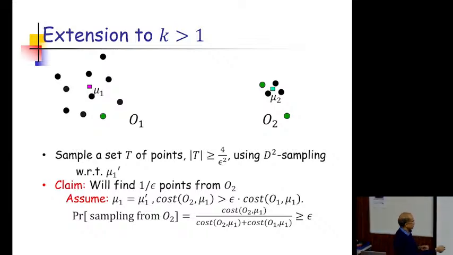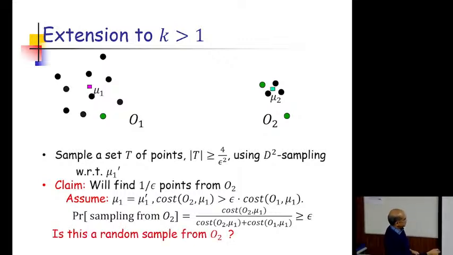So again, I'll try all possible subsets of T, and I am guaranteed that in one of those samples, I'll get enough points from O2. But there's one catch in this argument, which is that I wanted a uniform sample. Remember that the argument requires uniform sampling from the data set to get a good approximation to the mean, whereas this is not uniform sampling. So even though you get enough points from O2, you do not get exact uniform sampling, but you can show that you get almost uniform sampling.